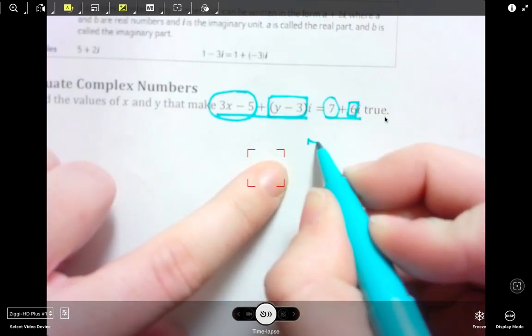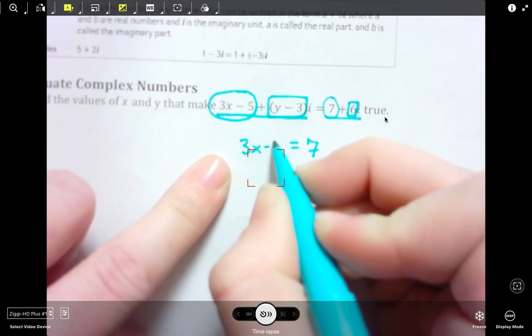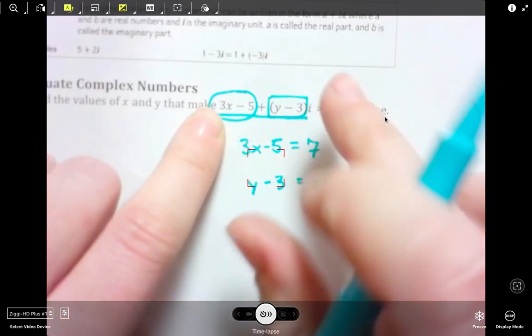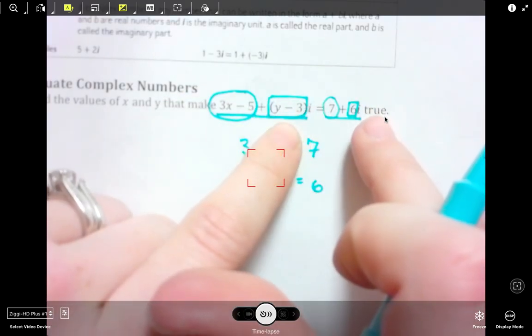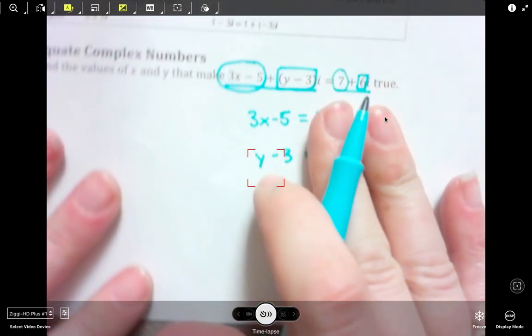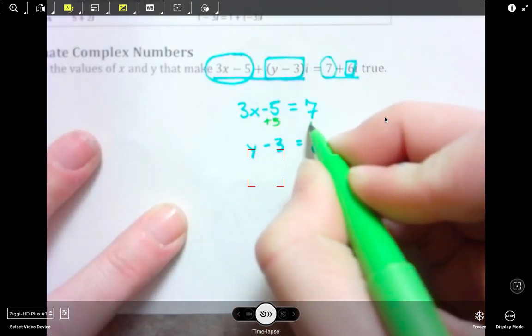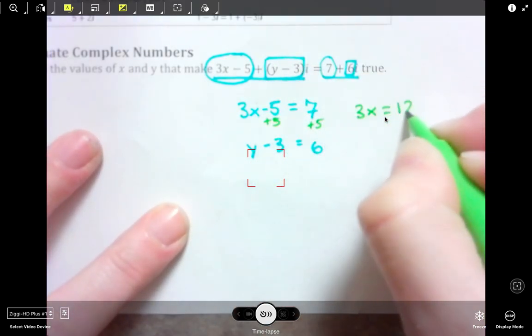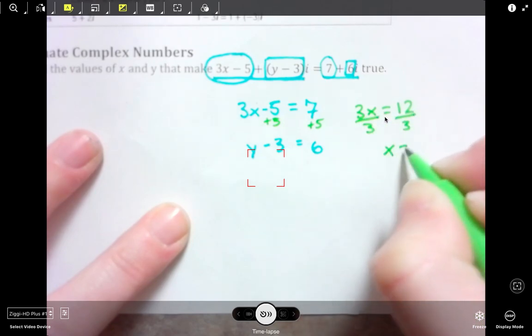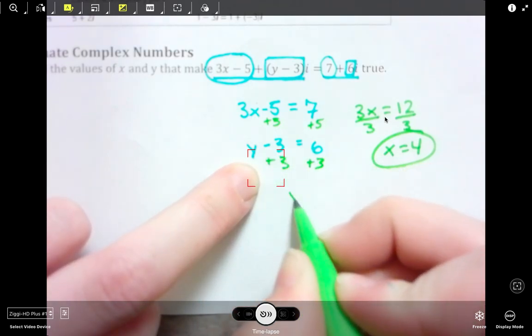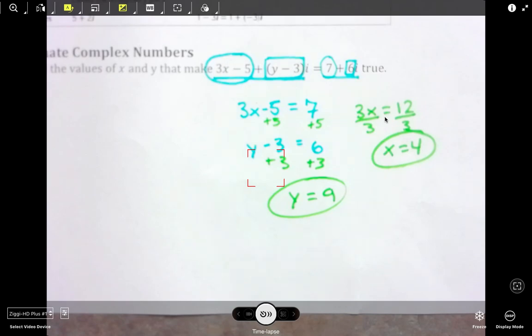So 7 is equal to 3x minus 5, and 6 is equal to y minus 3. You take the real parts and set them equal, and you take the imaginary parts and set them equal. So if I have 3x minus 5 equals 7, I'm going to add 5. So 3x equals 12, and then divide by 3, and x is 4. That's what x is. y is a lot easier than that. You just add 3, and y is 9. And that's all. So set the real parts equal to the real parts, the imaginary parts equal to the imaginary parts. All right, on the back side, just a couple left.